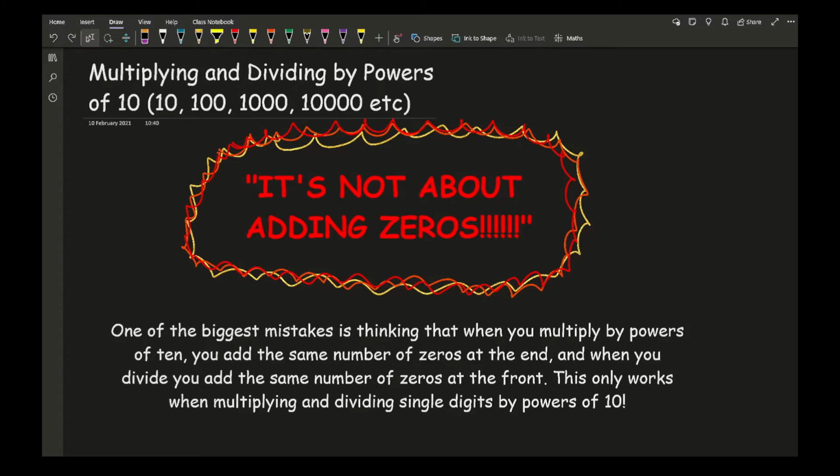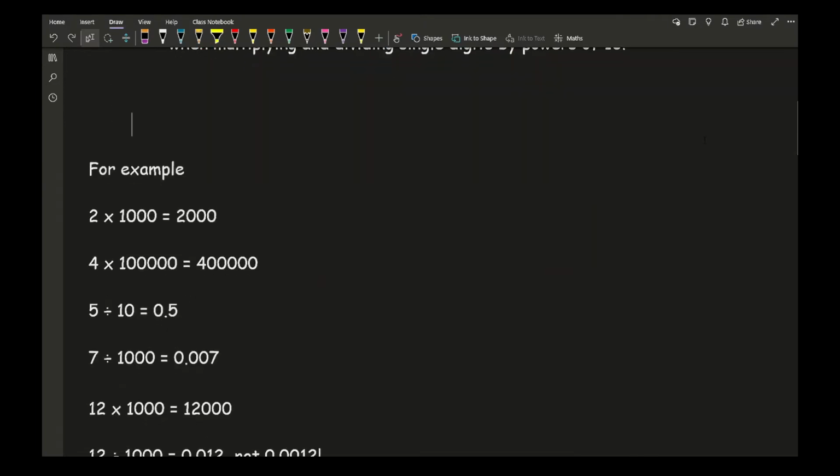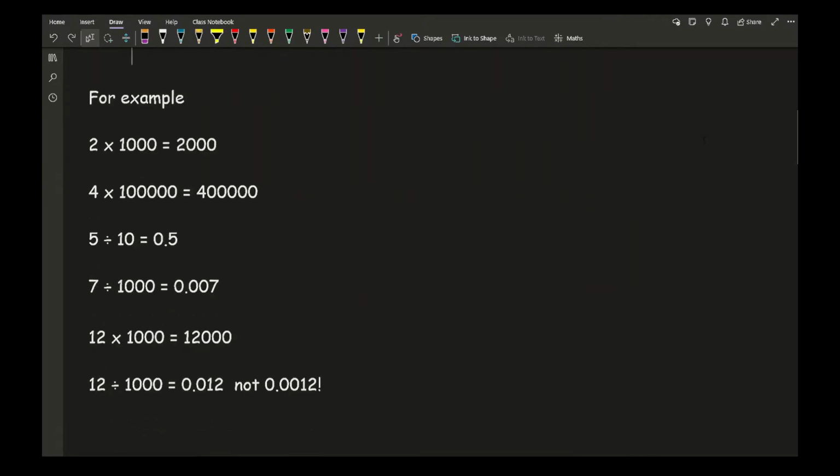So it's really, really important that you don't get into the routine of applying a method that only works for certain questions. So let's have a look at what I mean by that. For example, when we have 2 times 1,000, that represents 2,000, which kind of makes sense because you've got 3 zeros in 1,000, so I add 3 zeros. Now here I've got 4 times 100,000, and again I've got 5 zeros, so in the answer, I've got 5 zeros.